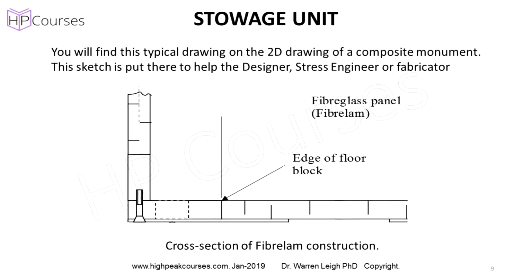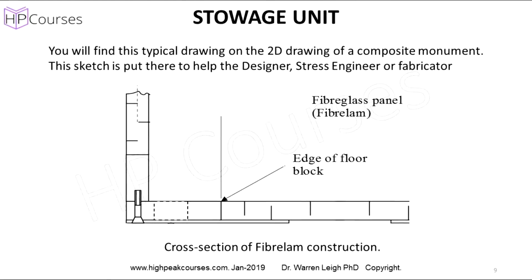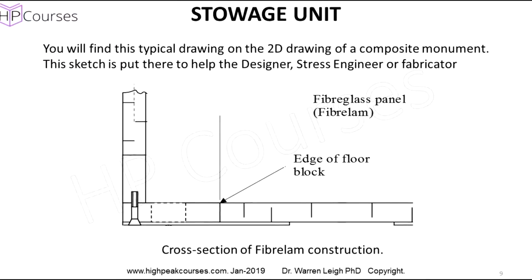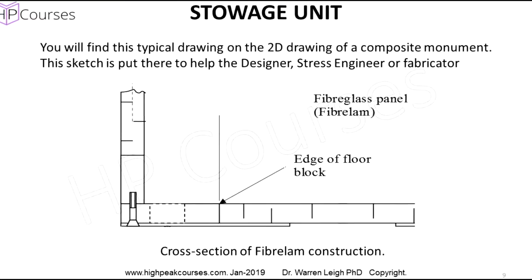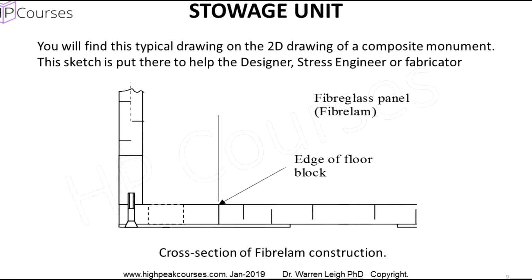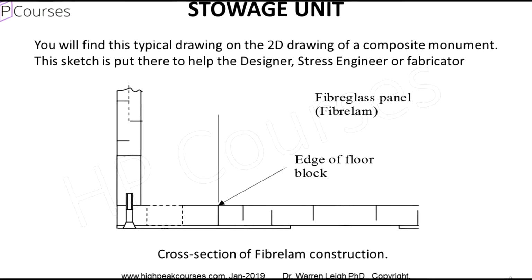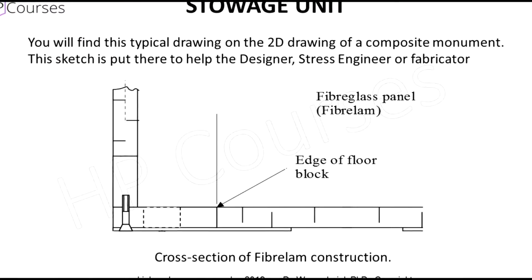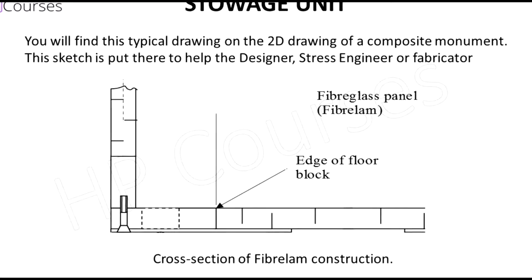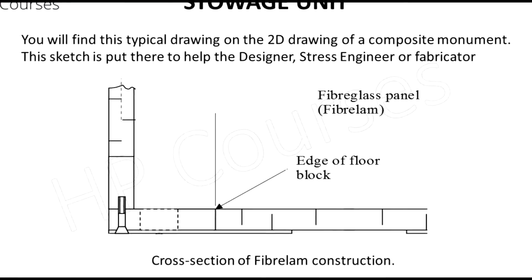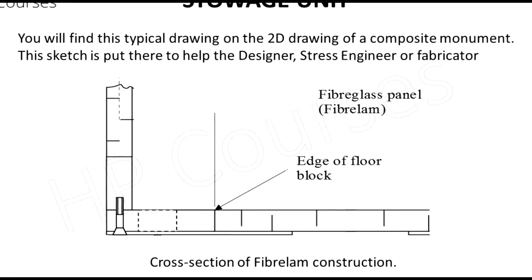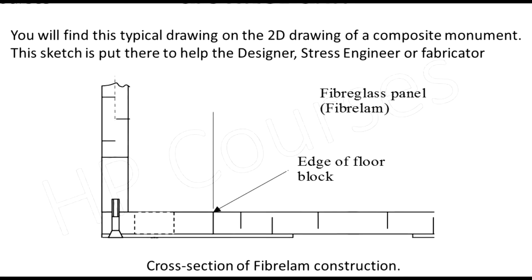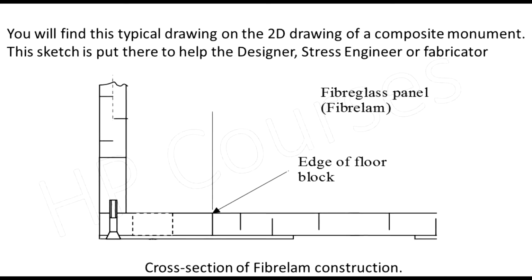Now, just going back to the 2D drawings that you've done of the galley and the 2D drawings that you will do for the stowage unit, make sure when you do these drawings, add some more details, give more information. Just look at this example here in this PowerPoint. This shows the cross-section of the fibre lamp construction. It shows some attachment points where the screws are and some basic details. This enhances the drawing, provides more information for the engineers to use.